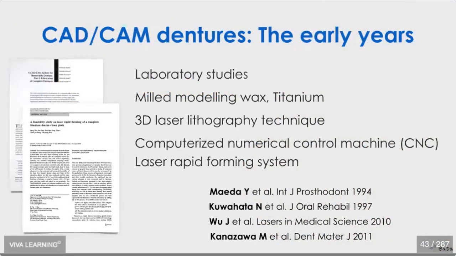Now, if you look at the history, since 1994, there's a lot of publications that were done. But at the beginning, they were all lab studies. They either milled modeling wax, milled titanium, or used a 3D laser lithography technique. Some of them used computerized numeric control machine and a laser rapid forming system to find out how we can digitize complete dentures.